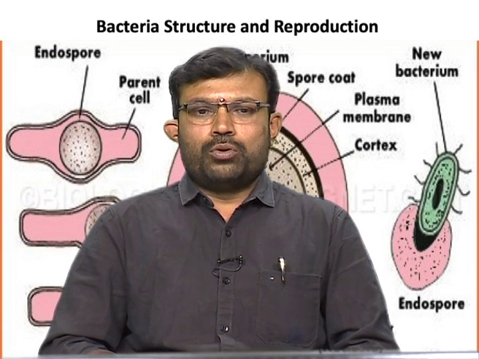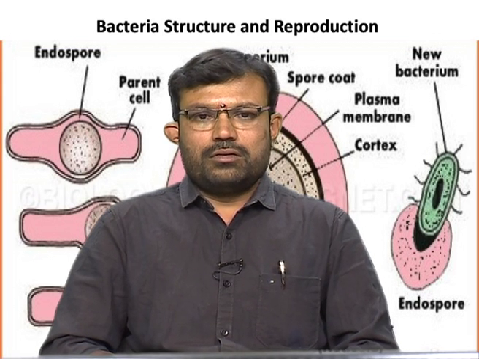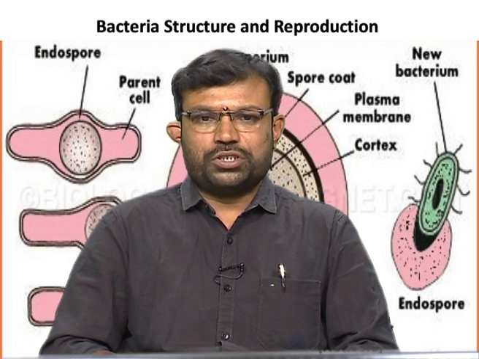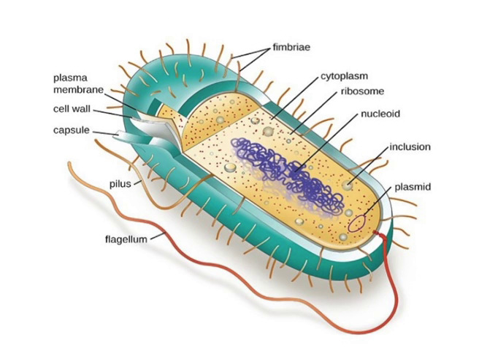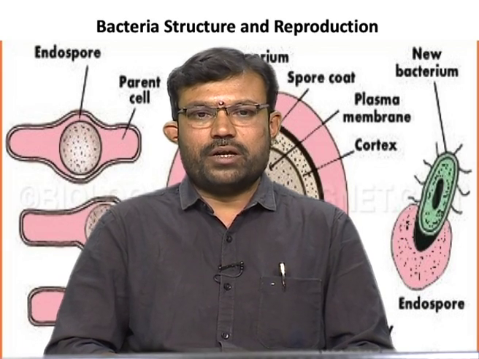Next, protoplasm. Below the cell wall, the fluid material present is called protoplasm. The entire homogeneous fluid material is called protoplasm. In protoplasm, the cell membrane, ribosomes, nucleoid and cytoplasm are the main organelles scattered in the protoplasm. In that, first, the cell membrane.